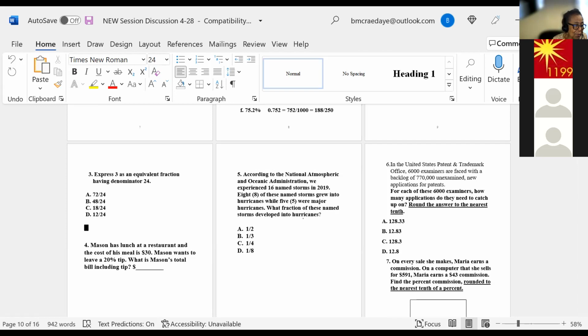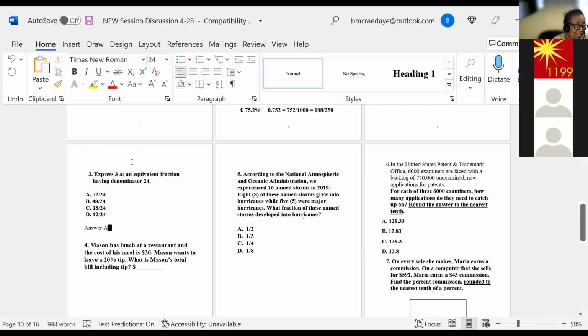So which one would be A, B, C, or D? Think C. 18 over 24 gives you a fraction less than 3. In order to get 3, your numerator has to be bigger than your denominator. 48? No, that's 2. 48 divided by 24 is 2. What would it be, Mercedes? A. That's right.